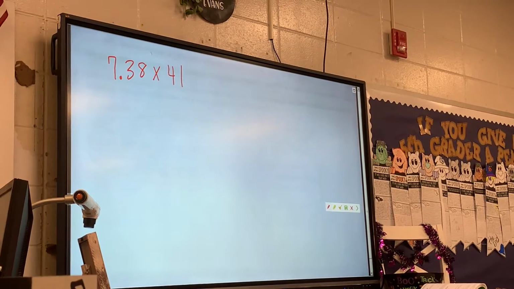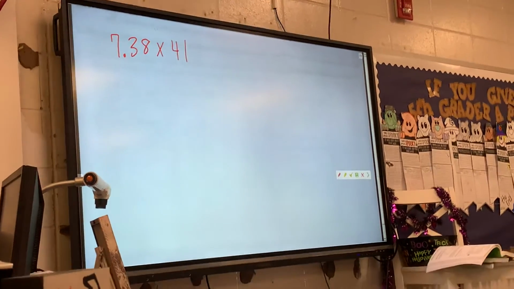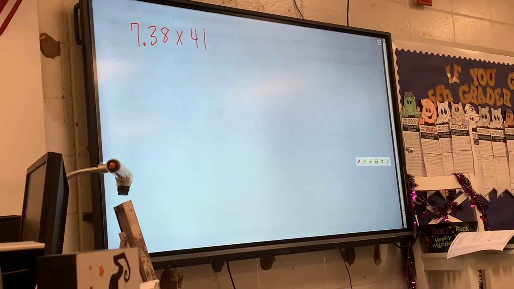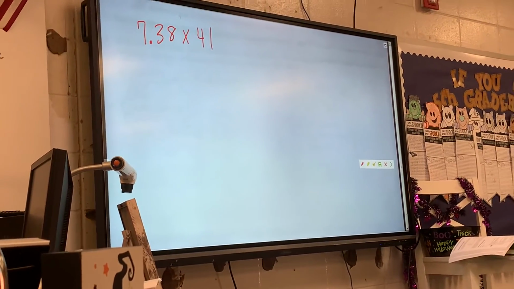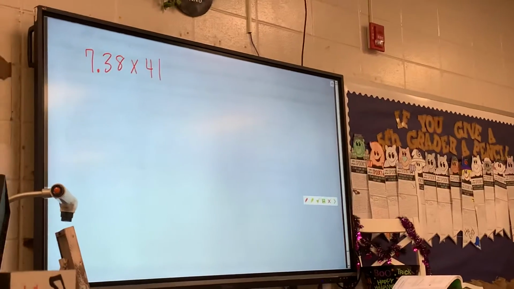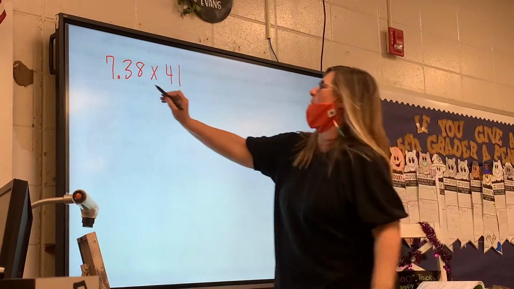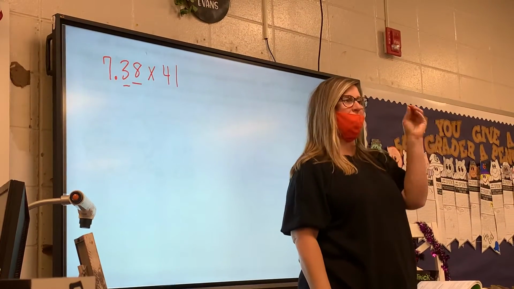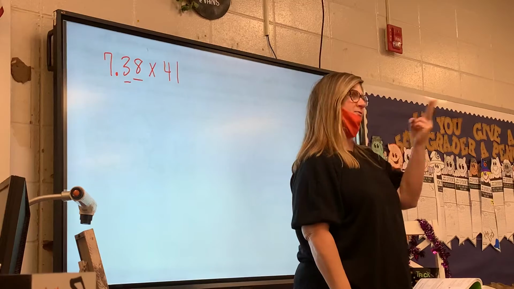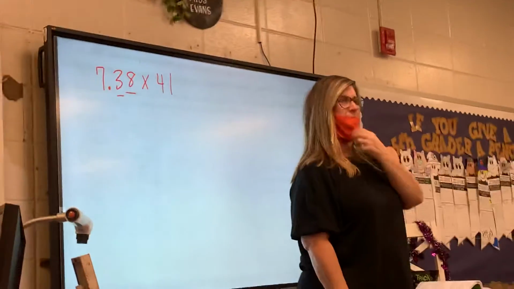Looking at this problem, once again, I'm multiplying a whole number and a decimal times another whole number. You agree? Yes. Okay, this decimal goes out to the what? Hundreds. So your answer has to go out to the what? Hundreds. Your final answer has to go out to the hundreds. So that means you have to have two digits on the right side of the decimal, correct?